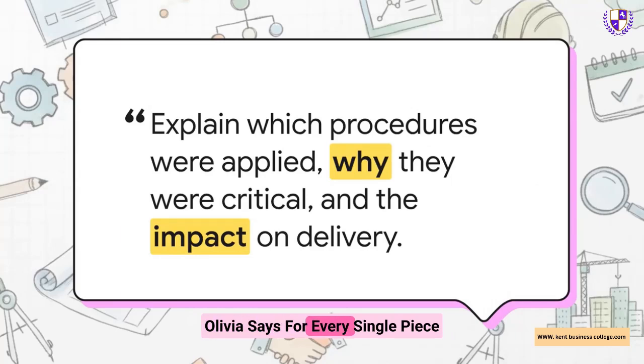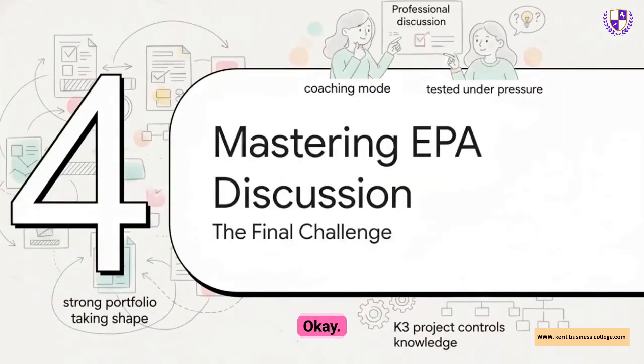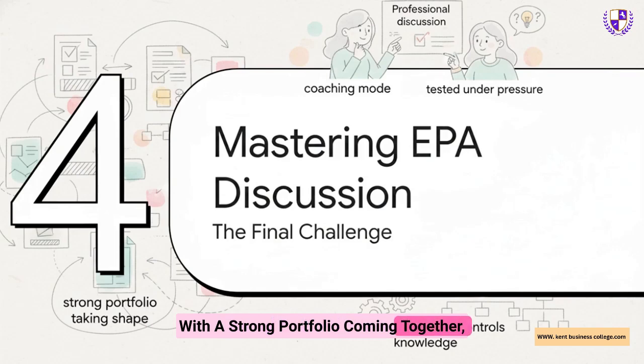Olivia says for every single piece of evidence, you have to explain which procedures did you use, why were they so critical at that moment, what judgments did you have to make, and what was the ultimate impact on the project. If you can answer those 4 points, you turn a simple document into powerful, undeniable proof of your level 6 skills.